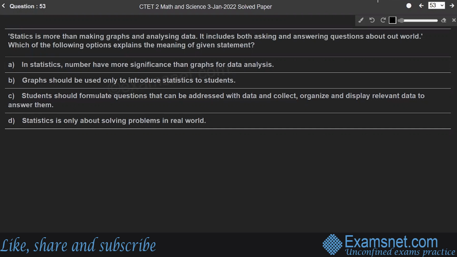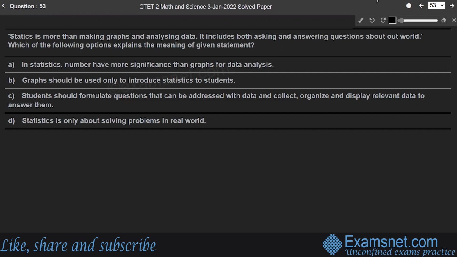Which of the following options explains the meaning of the given statement? Options are: in statistics, numbers have more significance than graphs for data analysis. Graphs should be used only to introduce statistics to students. Students should formulate questions that can be addressed with data and collect, organize, and display relevant data to answer them. Statistics is only about solving problems in the real world.